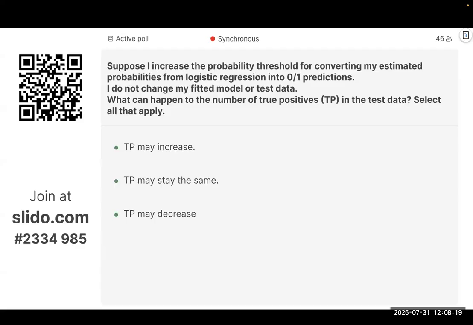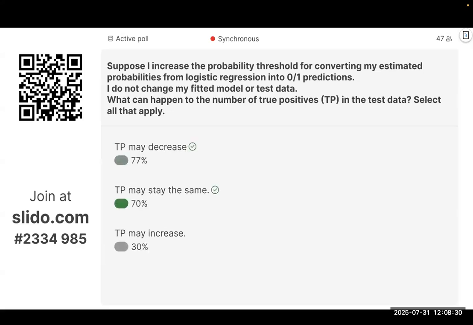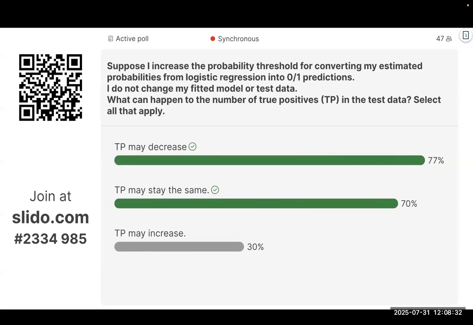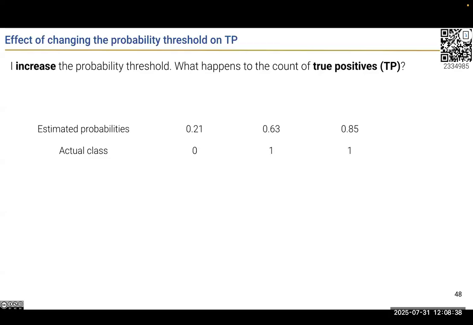All right, let's finalize our answers. Okay, let's see what people think. Yeah, so two right answers: it could stay the same or it could decrease. Okay, why is that? Let's look at an example.